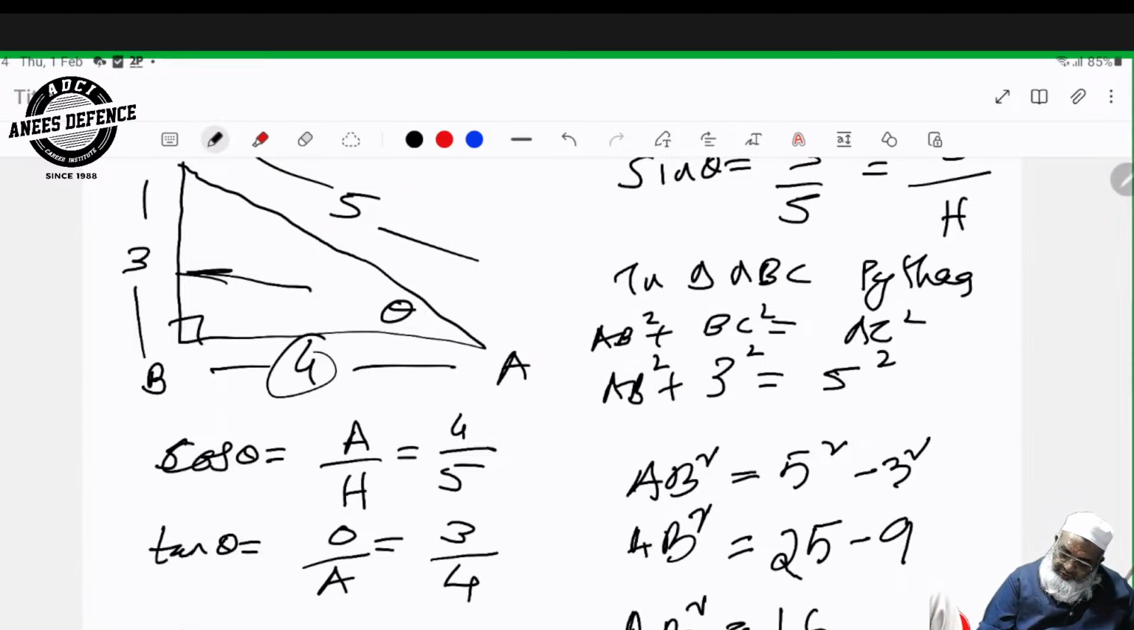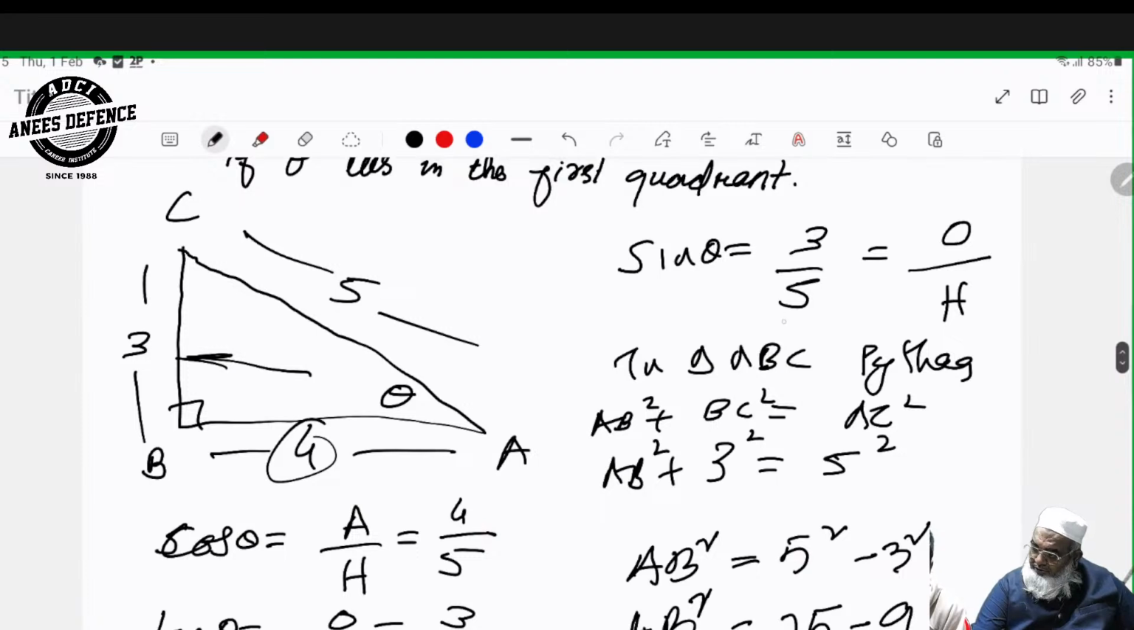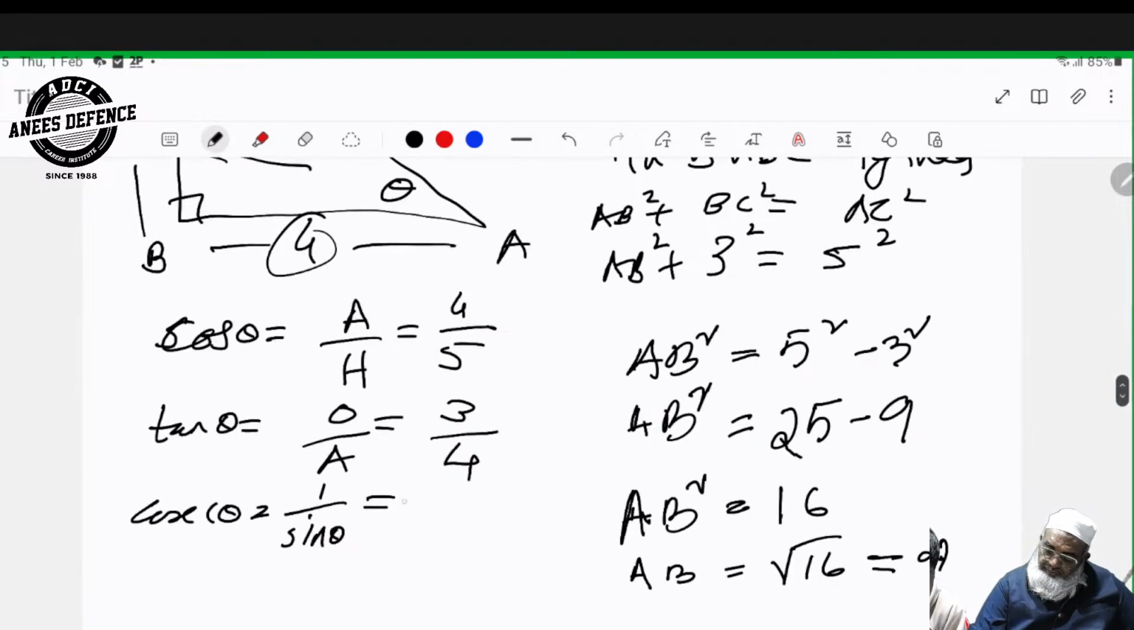What is cosec theta? You know what is cosec theta? 1 upon sin theta. How much is your sin theta? Sin theta is opposite by hypotenuse. Sin theta is 3 by 5, na? 3 by 5. So cosec theta will be 5 by 3. Okay.